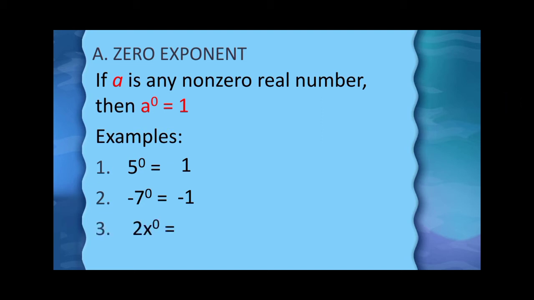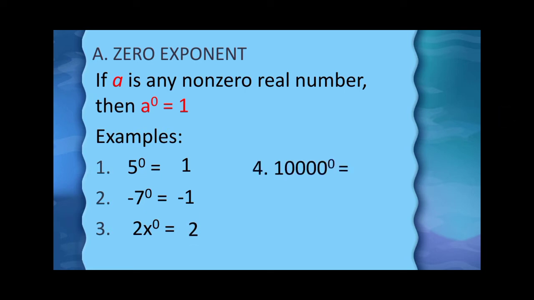Example number 3 is 2x raised to 0. So, 2 here is the coefficient of x raised to 0. So, ibig sabihin, x lang ang naka-raise sa 0. So, x raised to 0 is equal to 1, then multiply it by 2. The answer is 2.